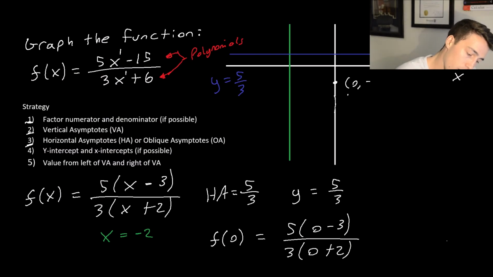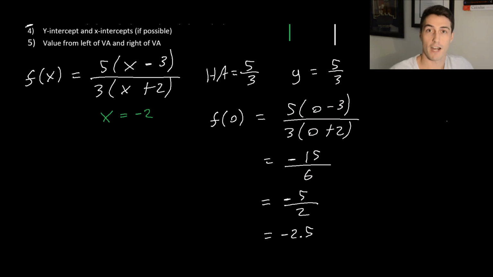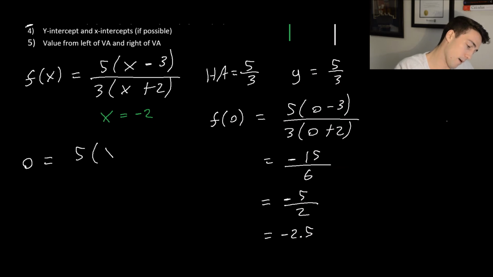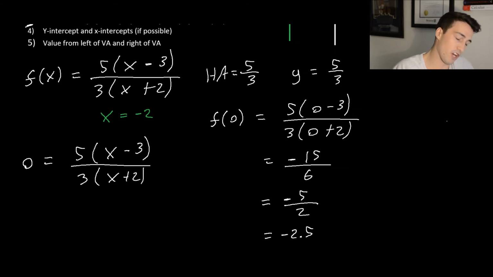So it's going to be (0, -2.5). Next we can check for our x-intercepts, and this is where y is going to be 0. So we're going to have 0 is equal to 5 times (x minus 3) over 3 times (x plus 2). Really we just care about the numerator here, because that's where the function is 0.